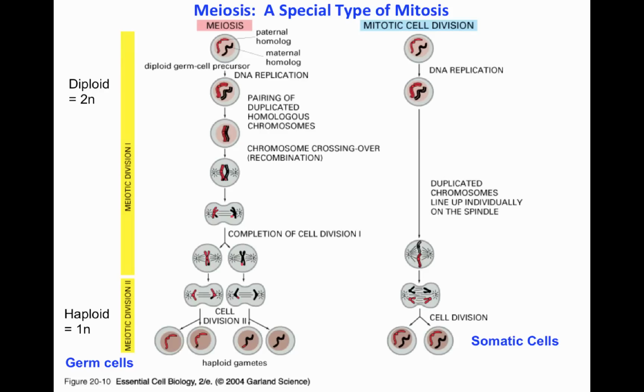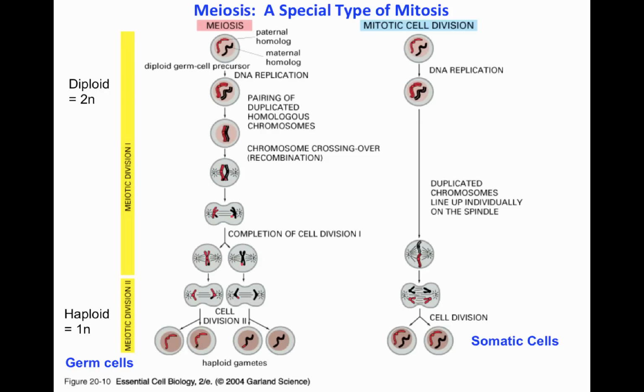One event that happens when the homologous chromosomes pair is that they're going to have chromosome crossover. They're going to recombine, and that is going to make them more rich in genetic diversity. And I'm going to show you that image in this process.